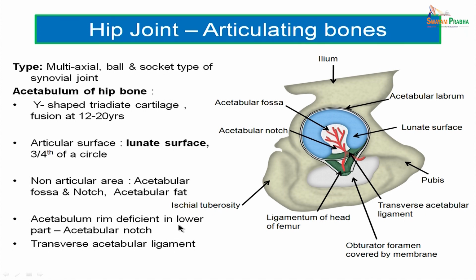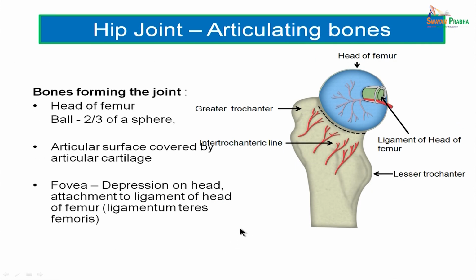The acetabulum is deficient in the lower part and forms the acetabular notch, and the acetabular notch gives attachment to the transverse acetabular ligament. The lower end of the articulation is formed by the head of the femur, which is a ball comprising 2/3 of a sphere. The articular surface is covered by articular cartilage, and there is a fovea or a depression on the head which gives attachment to the ligament of the head of femur, which is also called the ligamentum teres femoris.